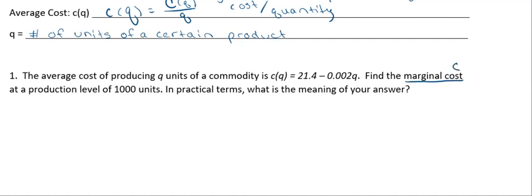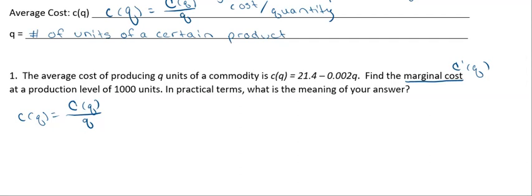That means we're looking for C prime of Q, and that's capital C. The best I can do for the notation is to put a little stem on the capital C and no stem on the lowercase c, so hopefully that will help differentiate between the two. The average cost, c of Q, equals big C of Q divided by Q, and that is 21.4 minus 0.002 Q.